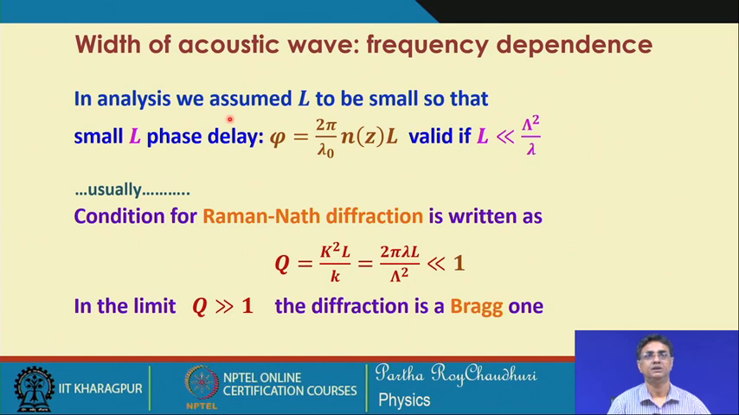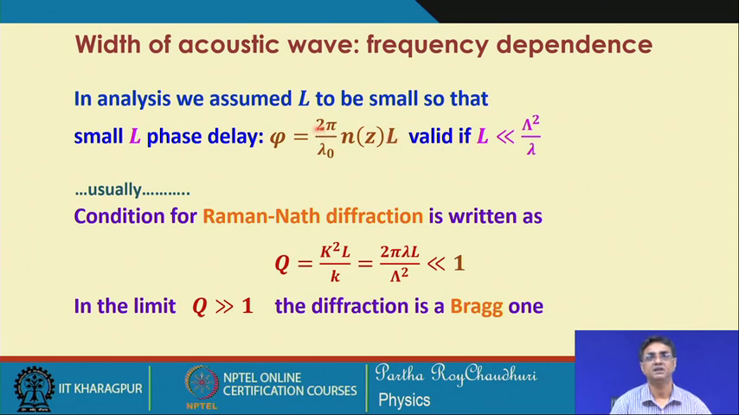Okay. Now, in the analysis, we assume L to be small, so that the small l phase delay in this case is equal to this, because delta n is a function of z, and the width of the acoustic wave is this. So, this much is the accumulated phase by the light which is travelling a length of L across the width of the acoustic transducer.